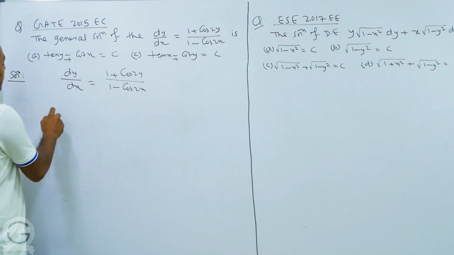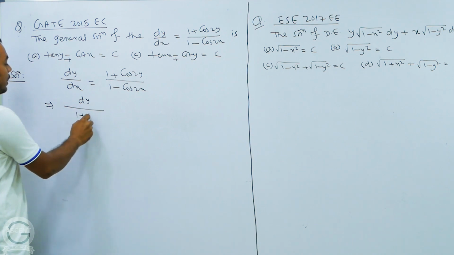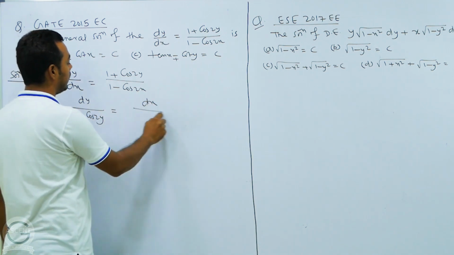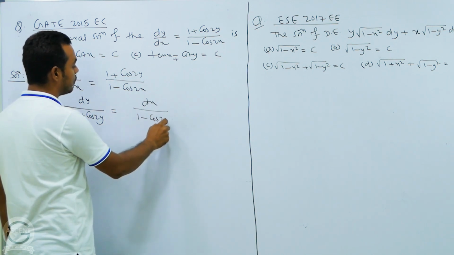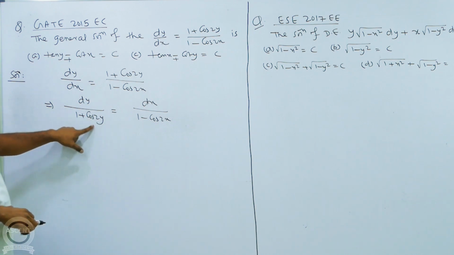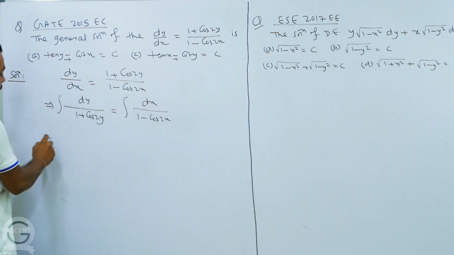So the first step is that we need to separate the variables. So dy by (1 plus cos 2y) will be equal to dx by (1 minus cos 2x). Now once we have written the function of x with dx and the function of y with dy, we need to integrate both sides to get the solution.